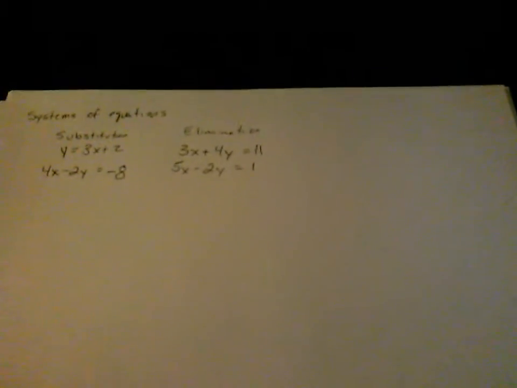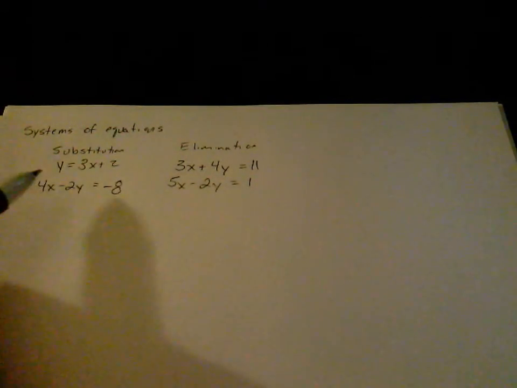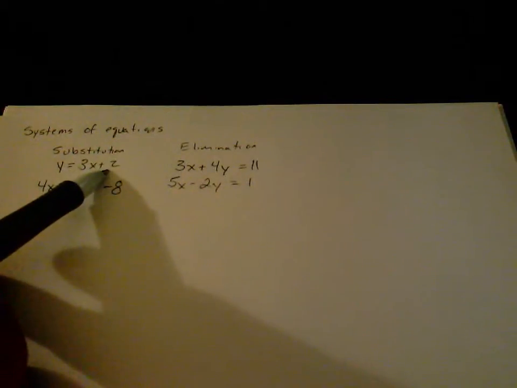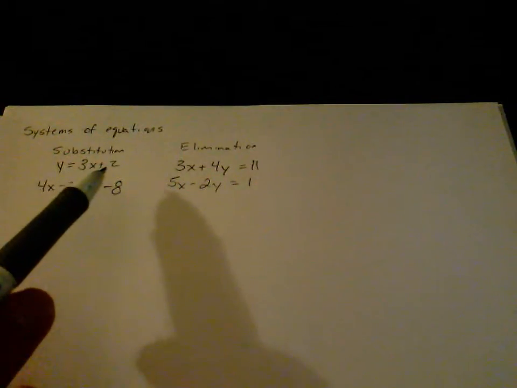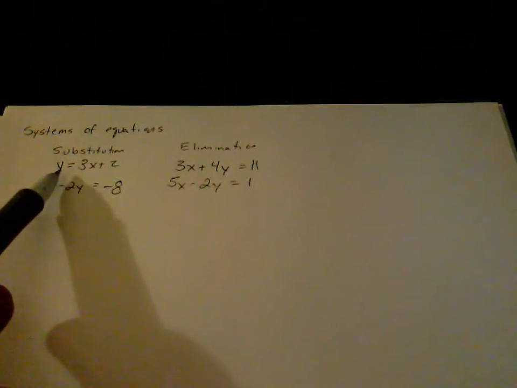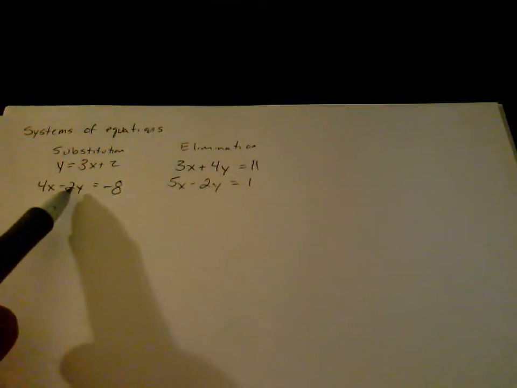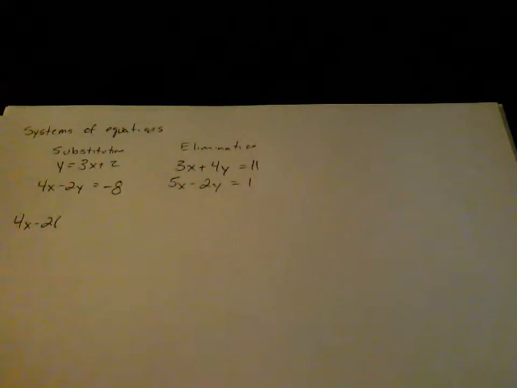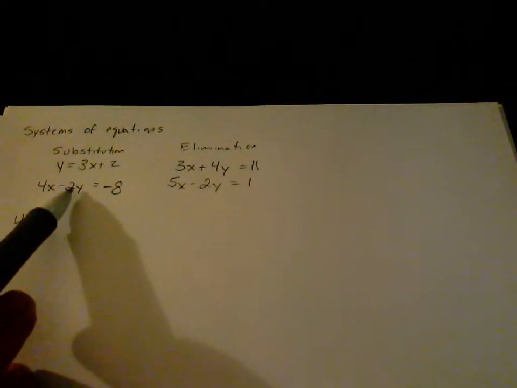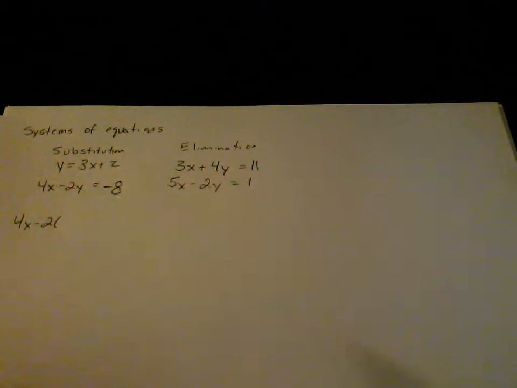So with substitution, what you have to notice is that you have y equals something. That means y is equivalent to, the same as, 3x plus 2. So wherever I see y in any other equation, I can replace it with 3x plus 2. When we look at this equation right here, we have a y. So instead of writing y here, since y is equivalent to this, I can write 3x plus 2 here. So when I do that, you get 4x minus 2, parentheses. I'm rewriting this equation, but instead of the y, I am writing 3x plus 2.